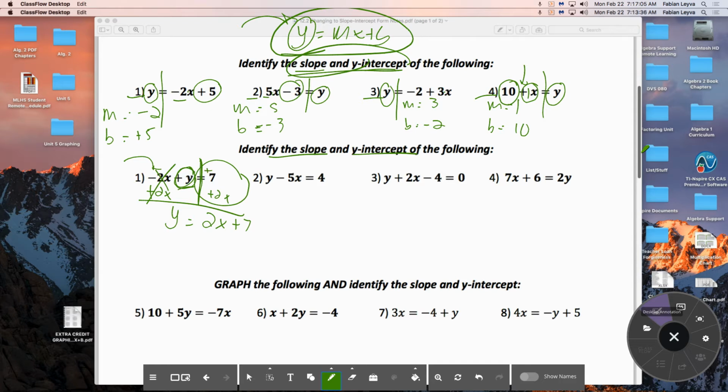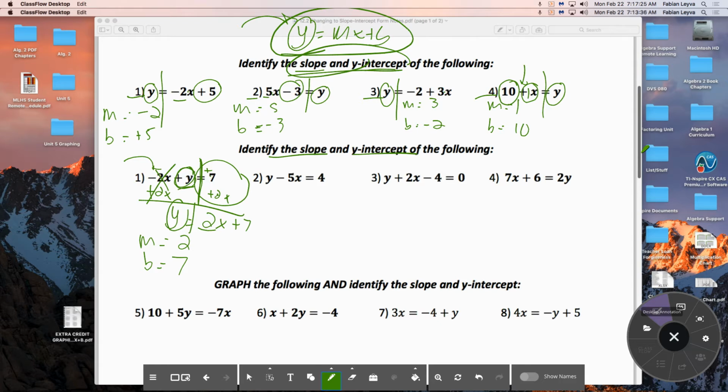Now, notice that 7 is a positive. I'm going to put a plus, so that it makes it a little more visually easy, but it's just 2x plus 7, which is what I have left over. Now that I have y equals by itself, I know what my slope is, I know what my y-intercept is. I'm sorry, my m is going to be the coefficient in front of the x, which in this situation is a 2.